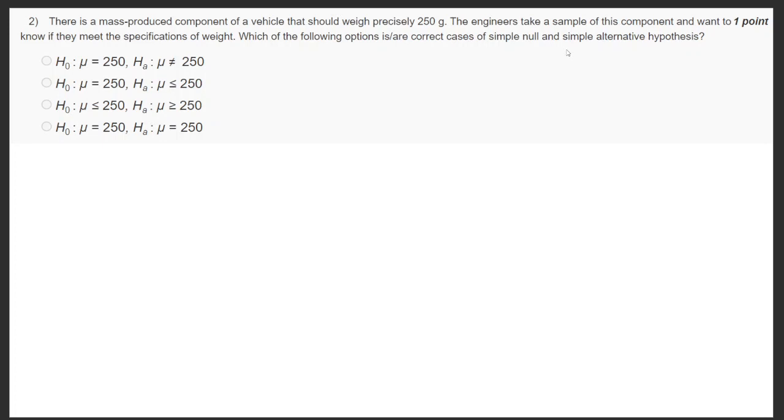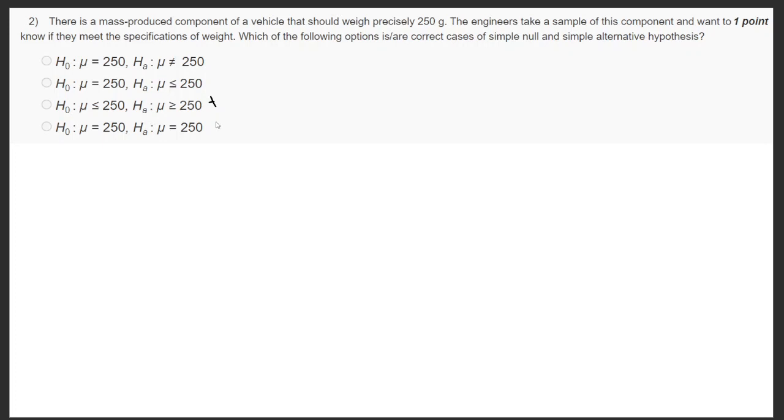Okay. So for simple null or simple alternative hypothesis, among all the four options you can see, if it has some range or some inequalities like less than 250, greater than 250, this comes under composite null hypothesis. So these are not simple null hypotheses.